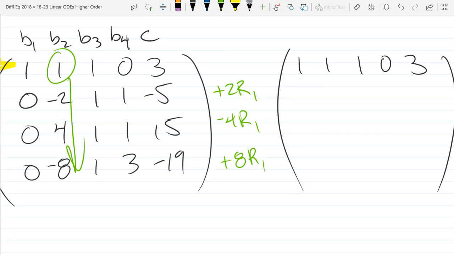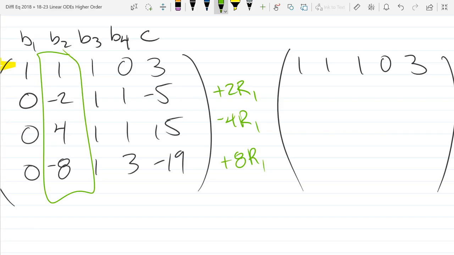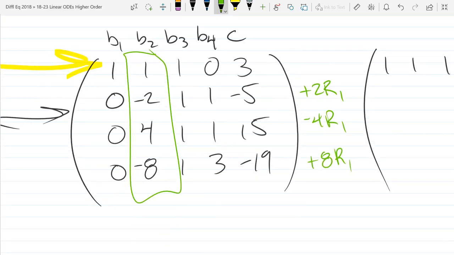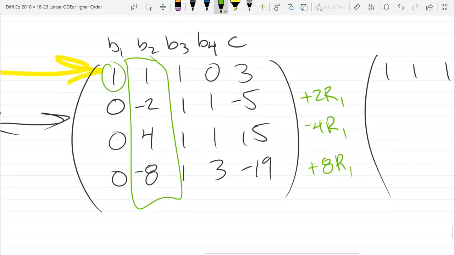I am supposed to clear out column 2. What should I use to clear out column 2? Use one of the other three rows. What is the best number in column 2 to use? Can't use the 1. 1's always the best, but we can't use it because it screws everything else in column 1 up. I could use the 4, but I don't want to use fractions.